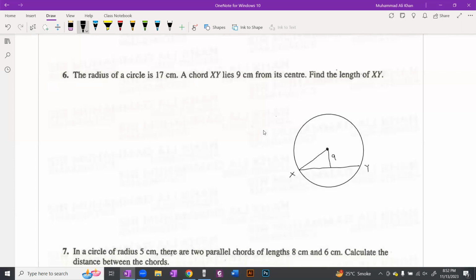The radius is given. Radius is 17. Let's say again, half of the chord is X up to this point. By using again Pythagoras theorem, hypotenuse square equals to perpendicular square plus base square. Hypotenuse is 17, perpendicular is 9, and the base is X. So what will be the value of X? The value of X is 14.4. This is the value of X. Hopefully, again, the question is clear.